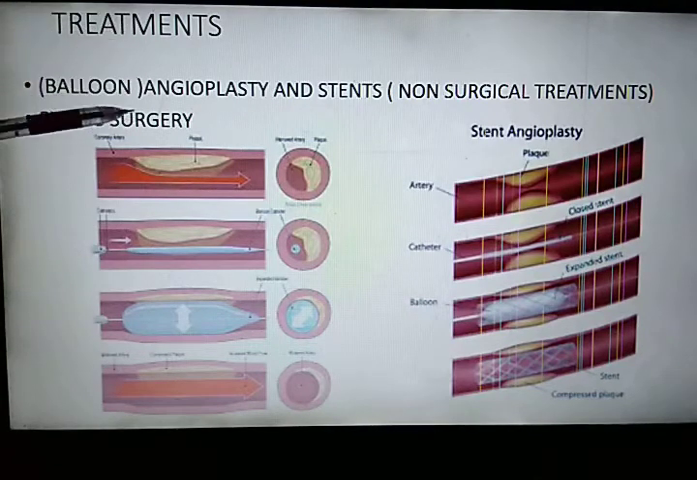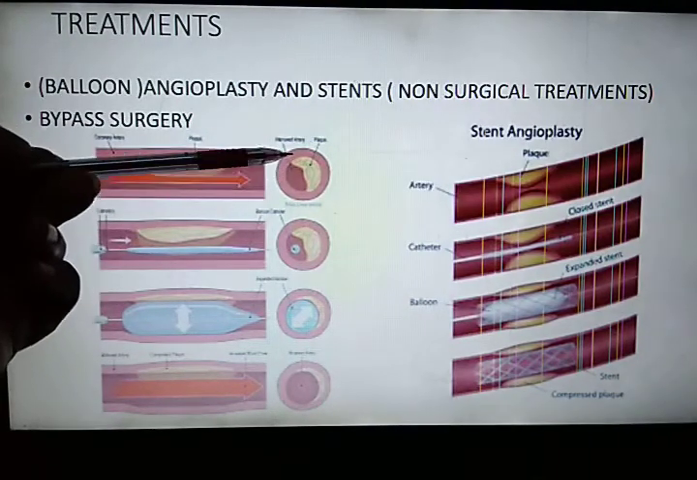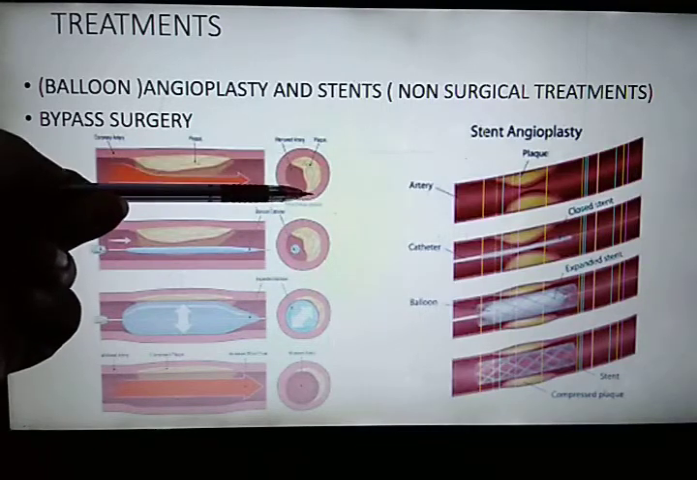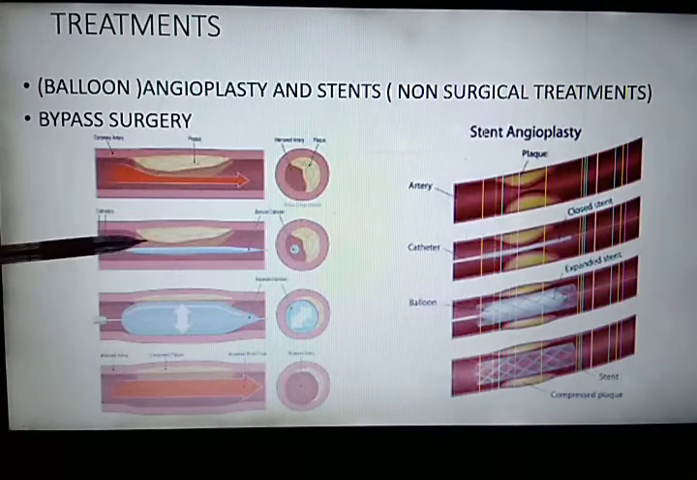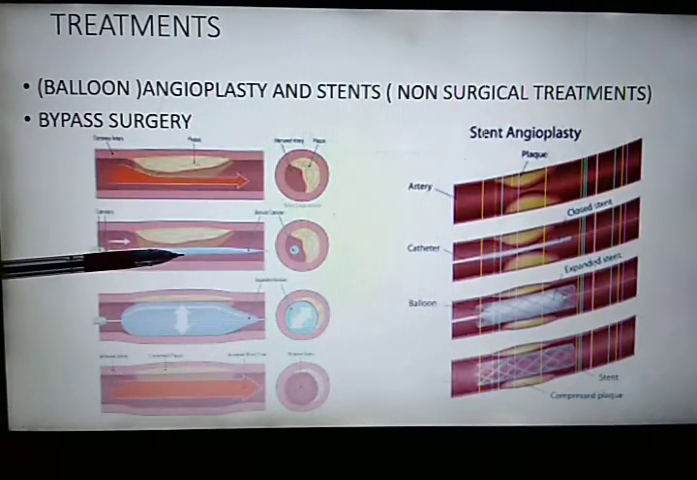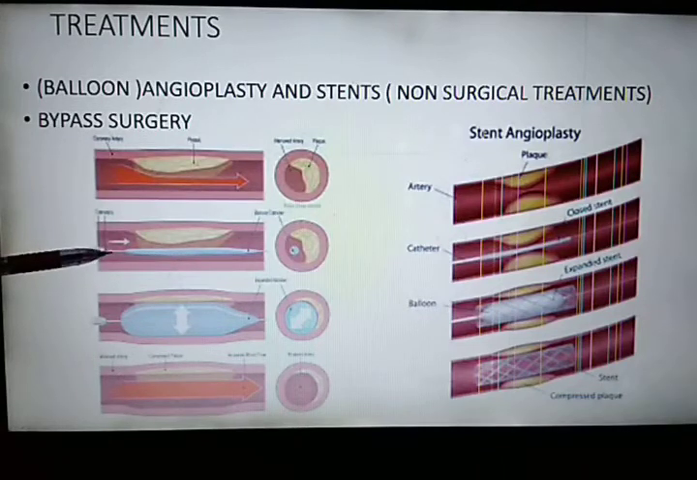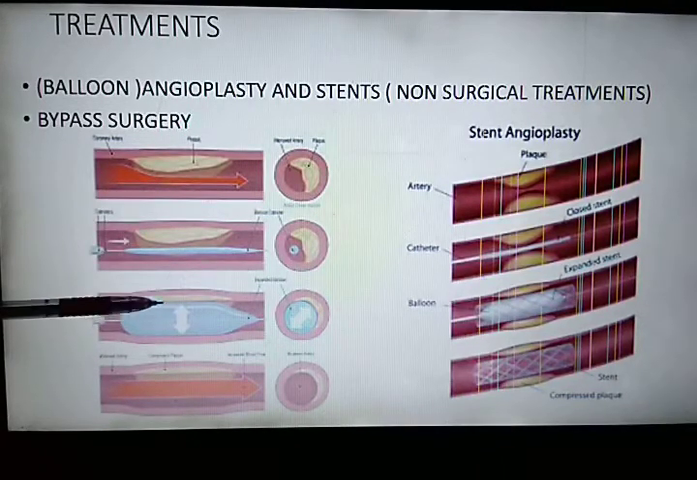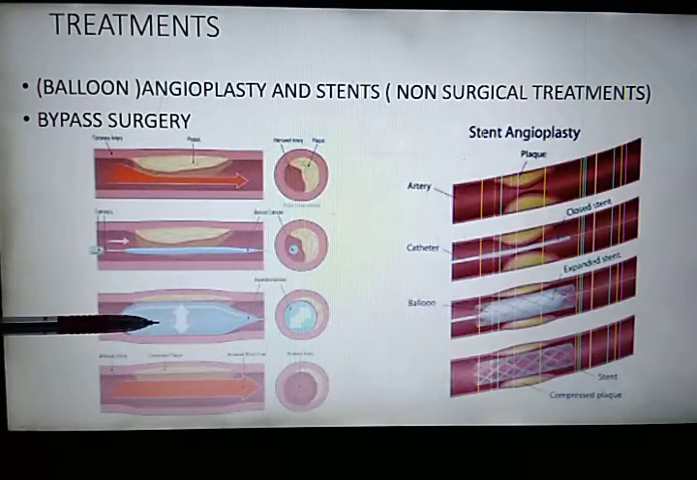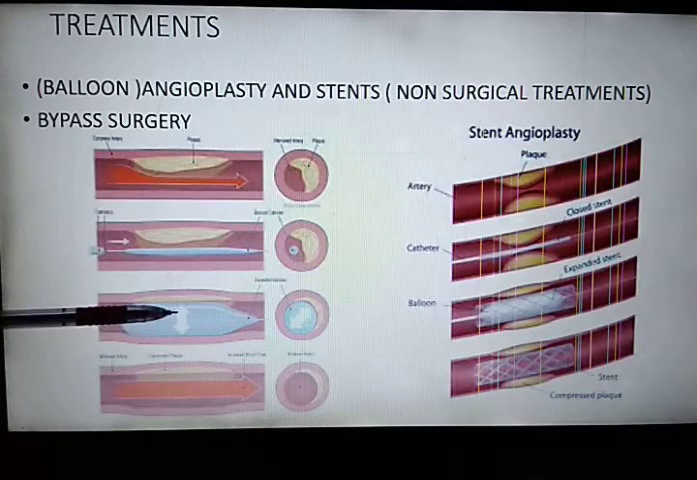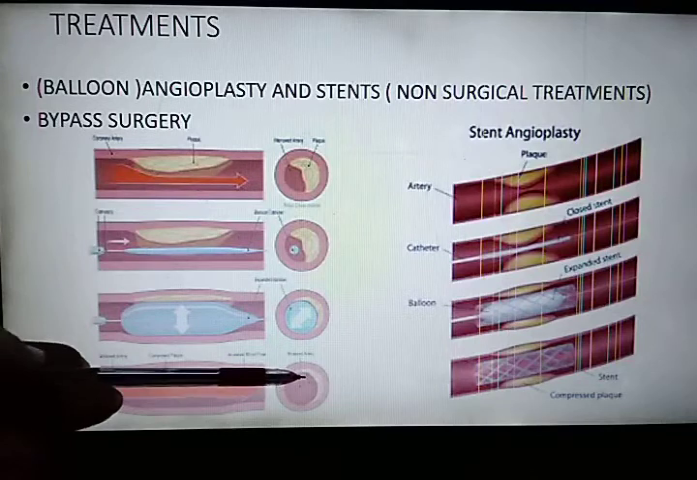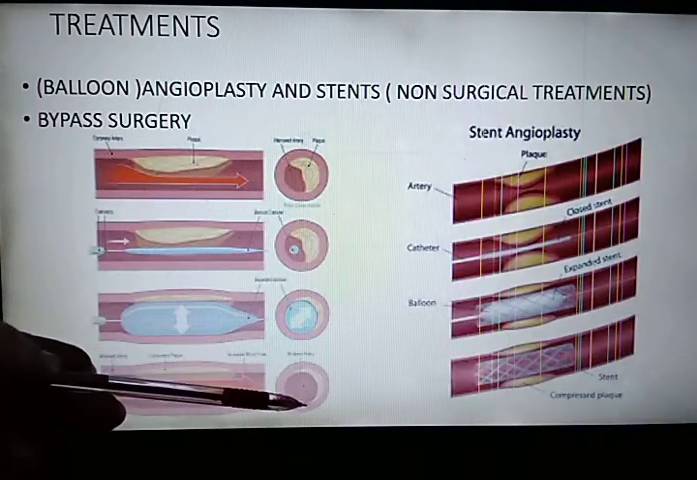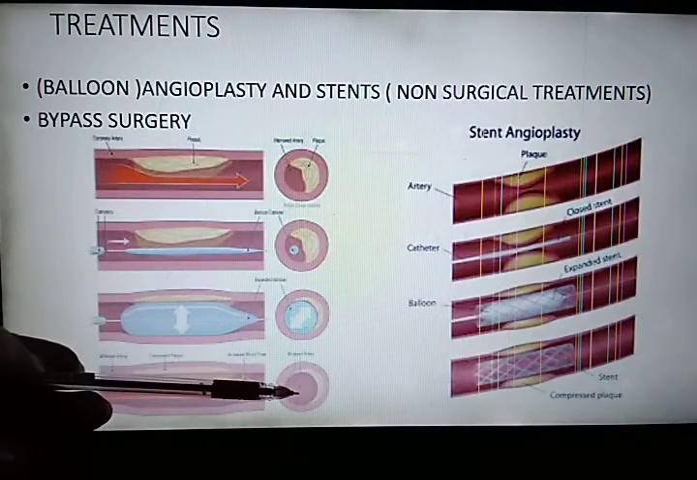You can see in the diagram, this is the blocked artery. In the lumen, plaque is deposited. Now the catheter is inserted in the body with a deflated balloon on its tip through the leg blood vessels. Now when the catheter reaches the blocked artery, then the balloon is inflated. When the balloon is inflated in the artery, it breaks down the plaque, and you can see it increases the lumen of the blocked artery.